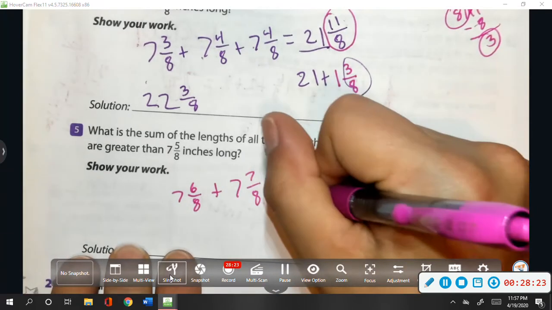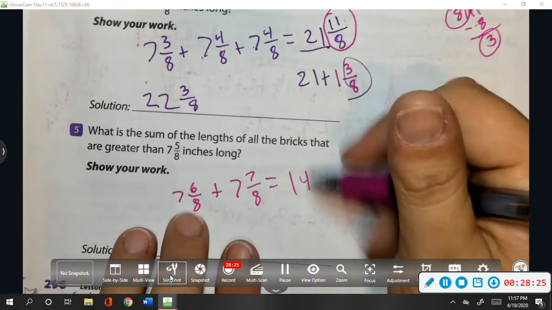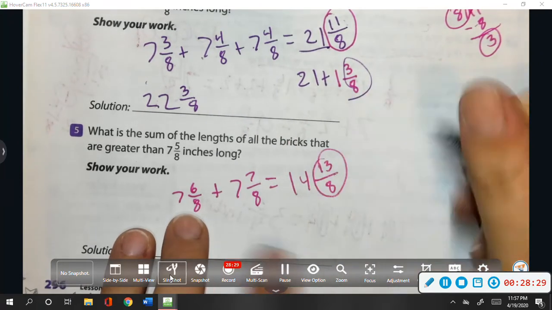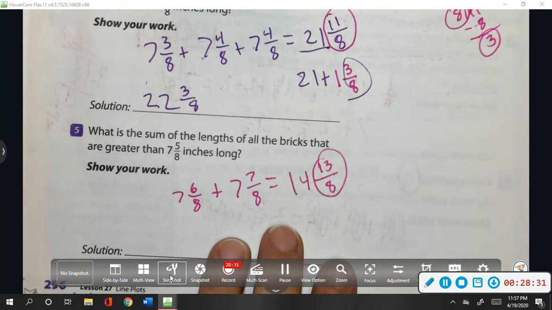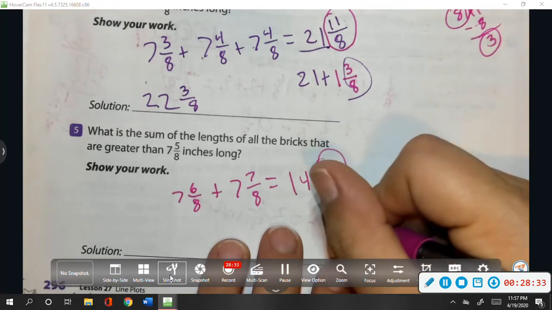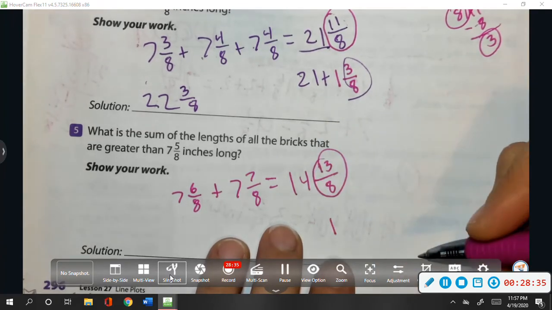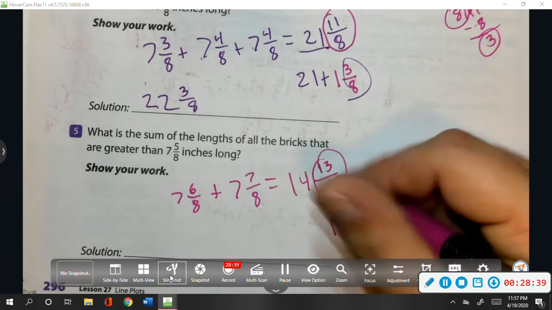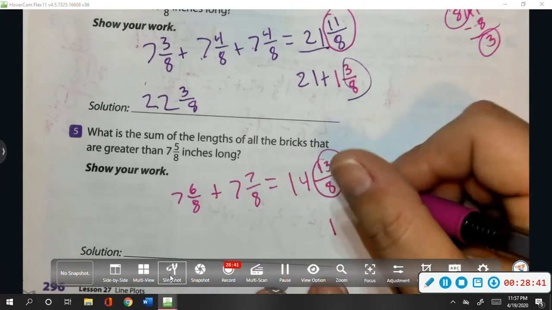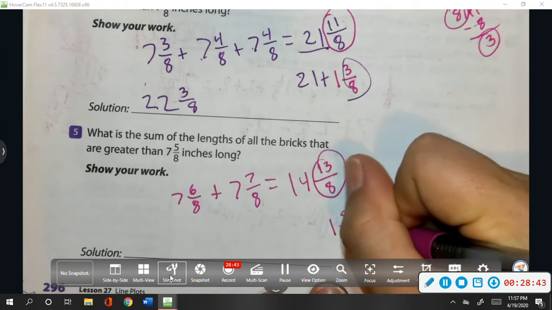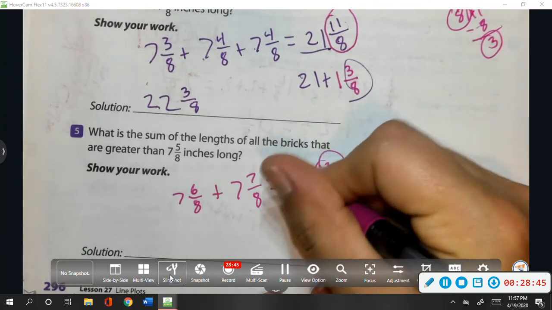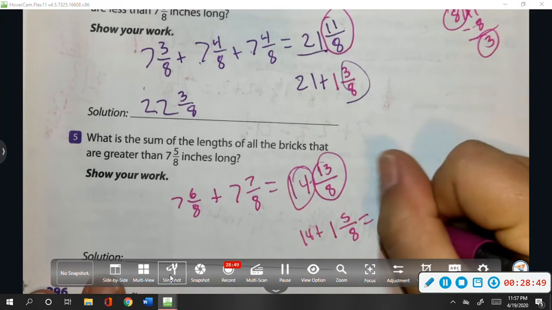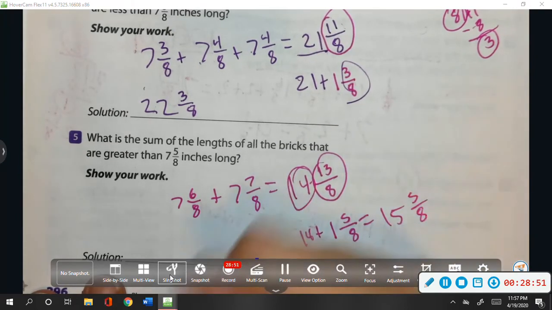And we're just going to add those together. 7 plus 7 is 14. 6 plus 7 is going to be 13/8. We're going to pull our improper fraction out. 8 goes into 13 one time. 1 times 8 is 8. 13 minus 8 is 5. And then we need to come back and we need to add that whole number back in. So it's a total of 15 5/8.